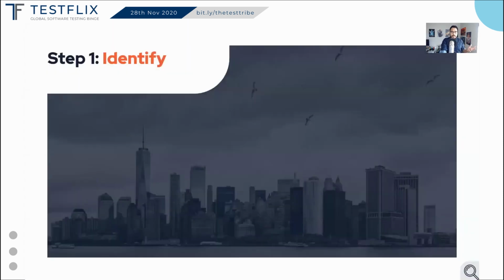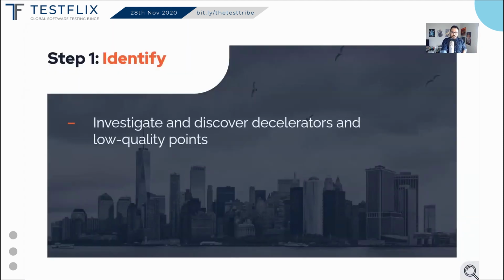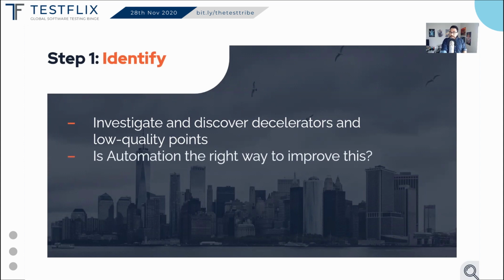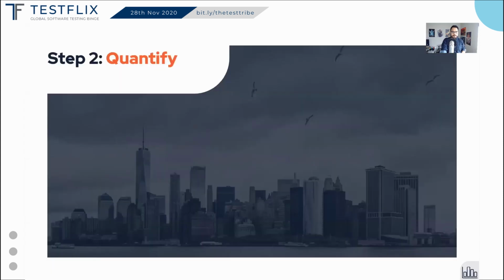So step one is to identify. We need to investigate and discover decelerators and low quality points. Is automation even the right way to improve this? Because sometimes it's not. Who should be involved in this? Should the entire team be involved? Do we need to bring in UX or design? Do we need to bring in other stakeholders? Who's going to be helping actually implement the solution? Is that only one person? Should we pair with a developer? Who should be involved?